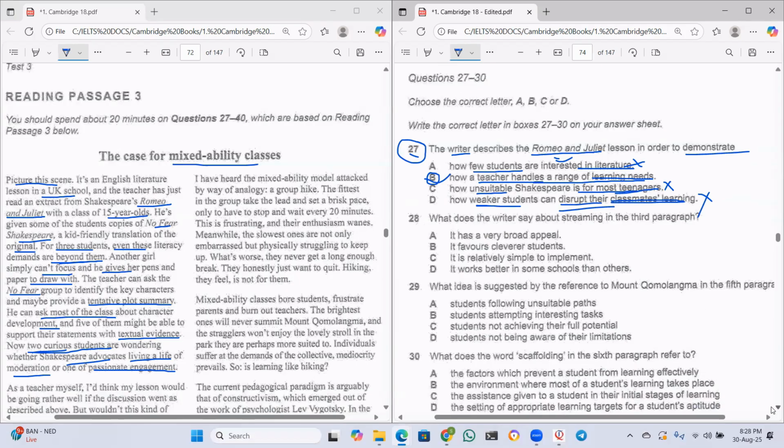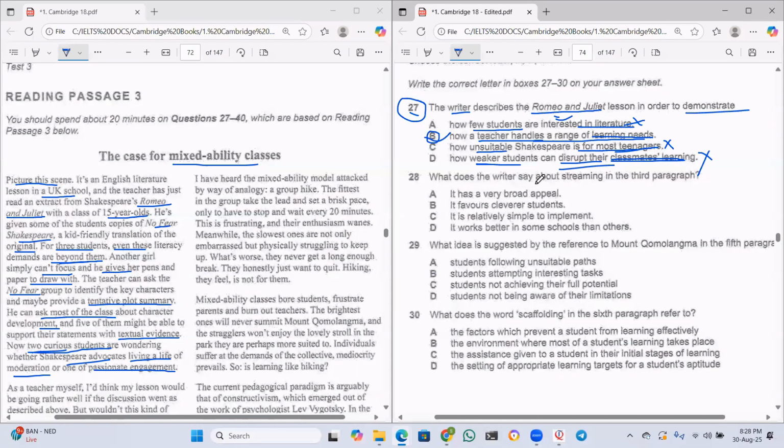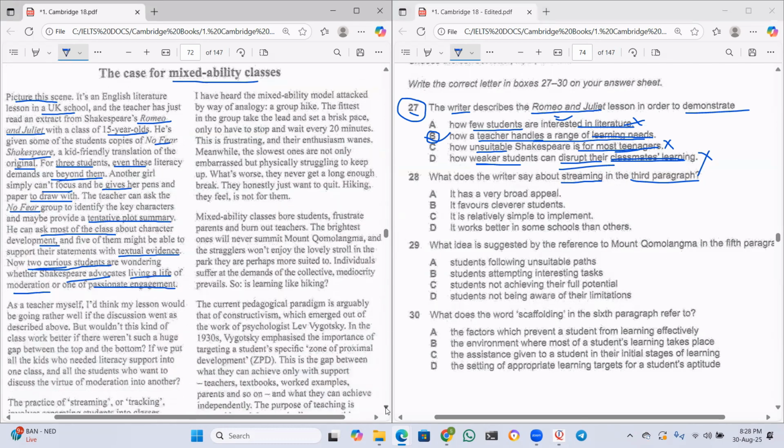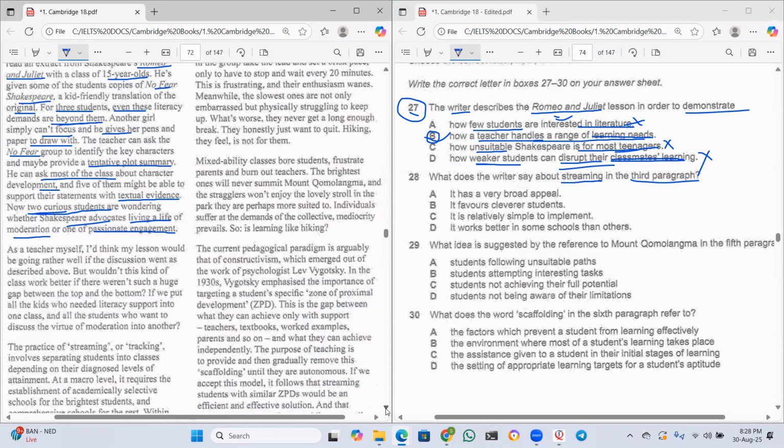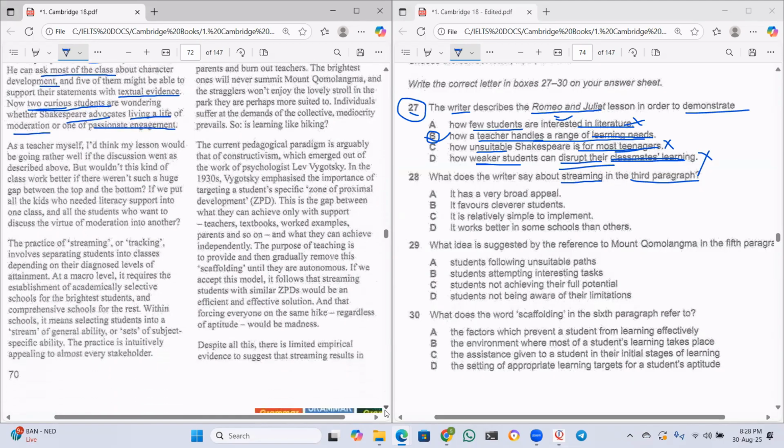Now let's move to the next question. What does the writer say about streaming in the third paragraph? So we have to go to the third paragraph and read about streaming. So let us not waste any time. When he is not asking about the second paragraph, we don't have to read that. It will save our time. We'll directly go to the third paragraph. This is the third one, right? So the practice of streaming or tracking involves separating students into classes depending on their diagnosed levels of attainment.